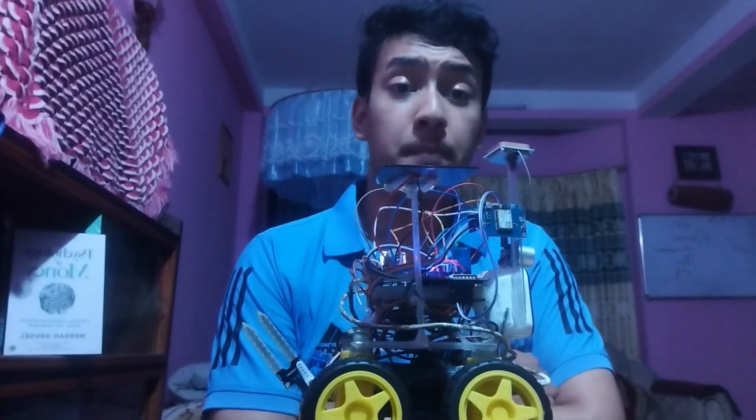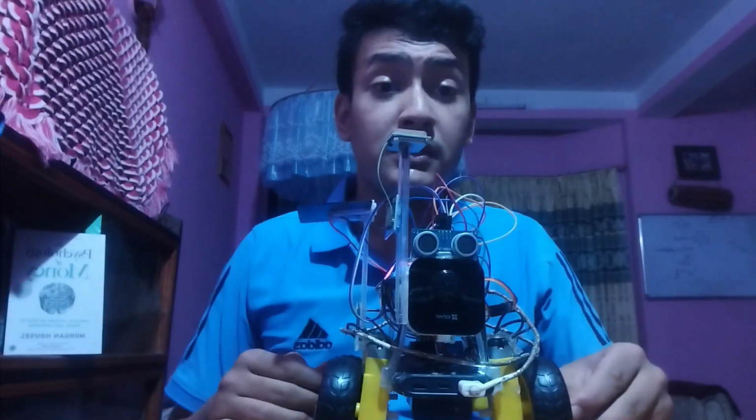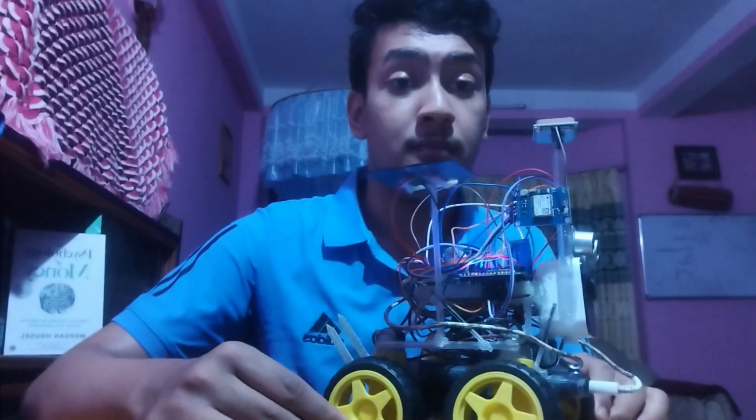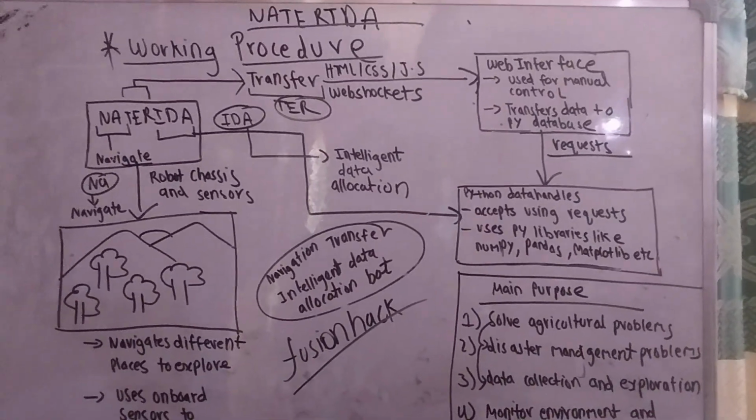NATERIDA is not just a robot which just moves or which just performs some different dancing moves. Rather, it is a robot that is able to think independently, is able to provide accurate data, and on top of that, NATERIDA is able to think by itself and take autonomous decisions. Welcome to the working procedure of NATERIDA.